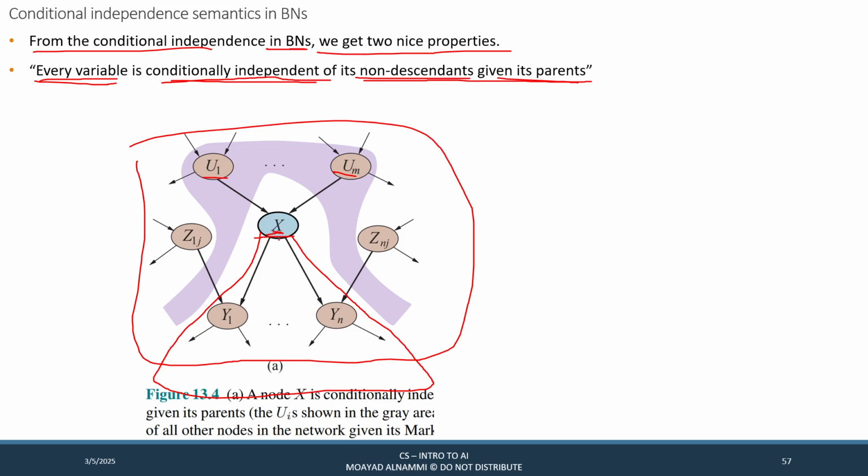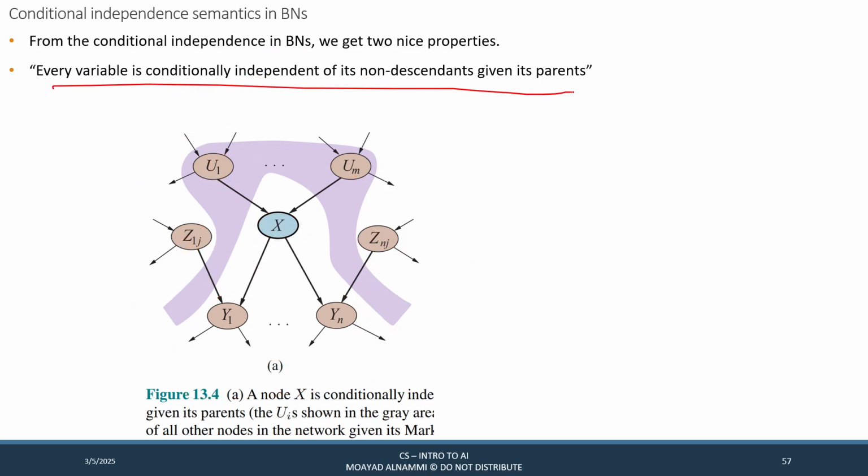So what this is saying is that every variable x is conditionally independent of its non-descendants given its parents. That means x given its parents, u1 and um, is conditionally independent of its non-descendants. So it's going to be conditionally independent of z1j and everything above this purple shaded area. We'll see why this is helpful when we are trying to solve queries.